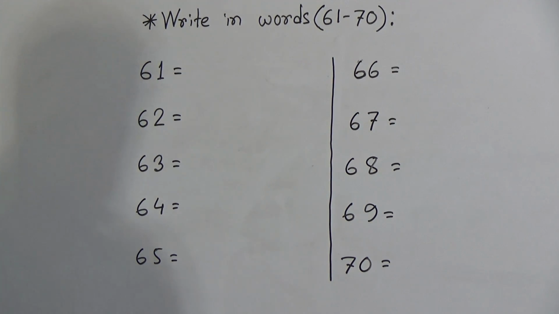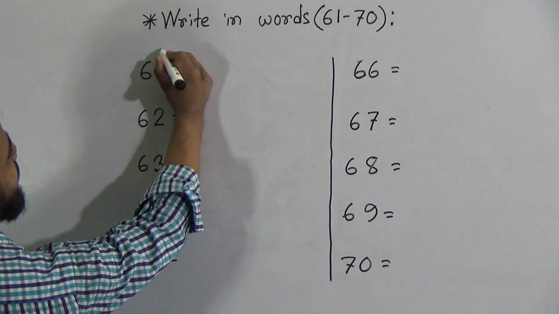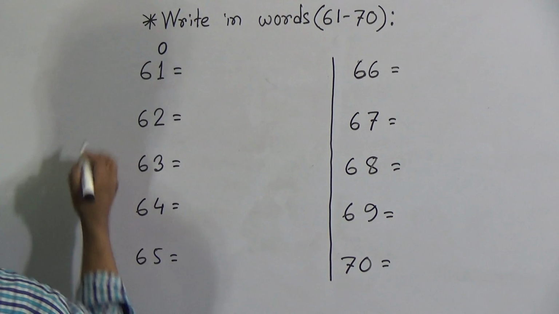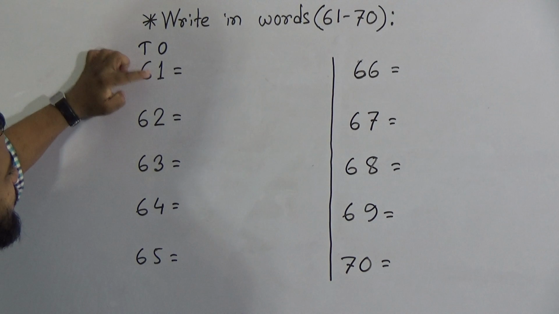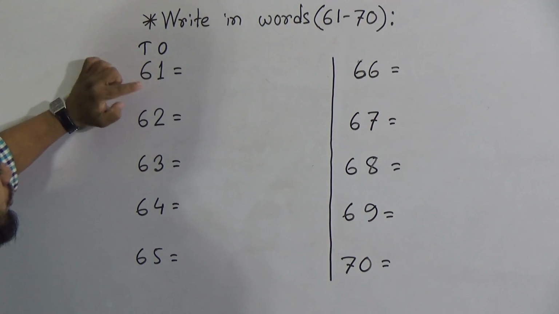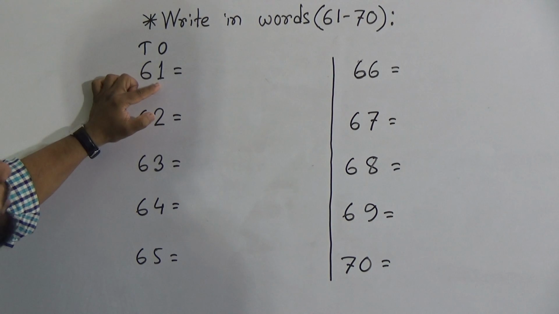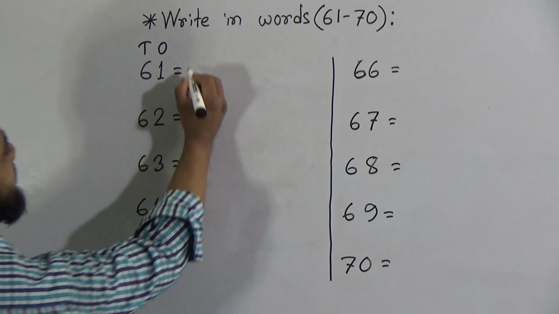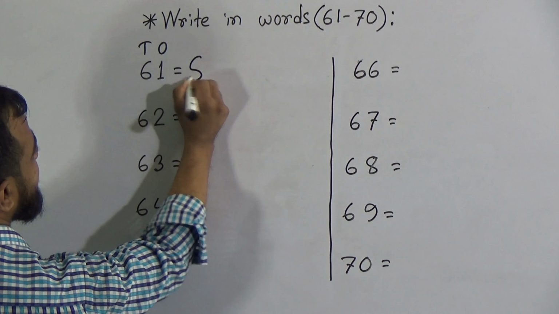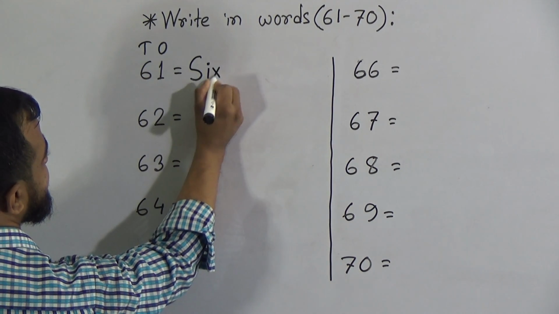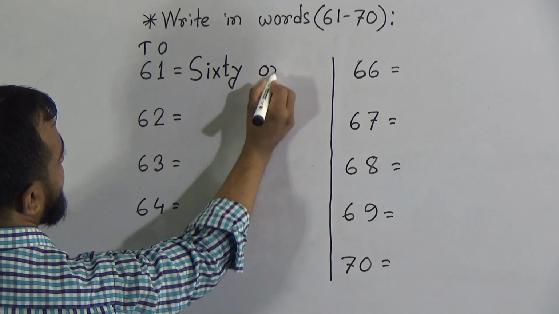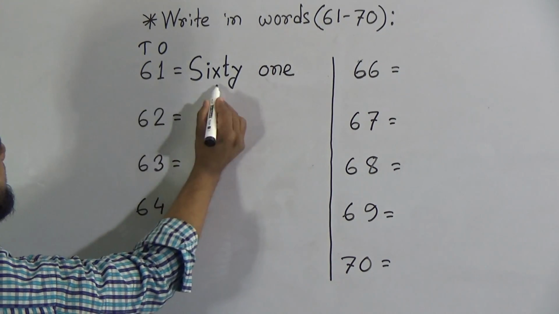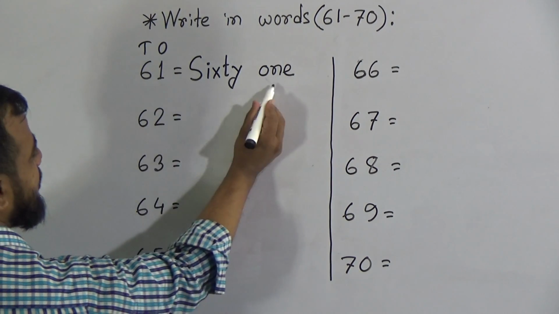So first of all we need to identify the place value. There will be no mistake if we indicate the place value. This 1 is in 1's place and this 6 is in 10's place. This means that this number is 61. We know the spelling of 60 already, and we also know the spelling of 1, so we can write this easily. The spelling of 60 is S-I-X-T-Y. Then 1 is O-N-E. This number is 61.